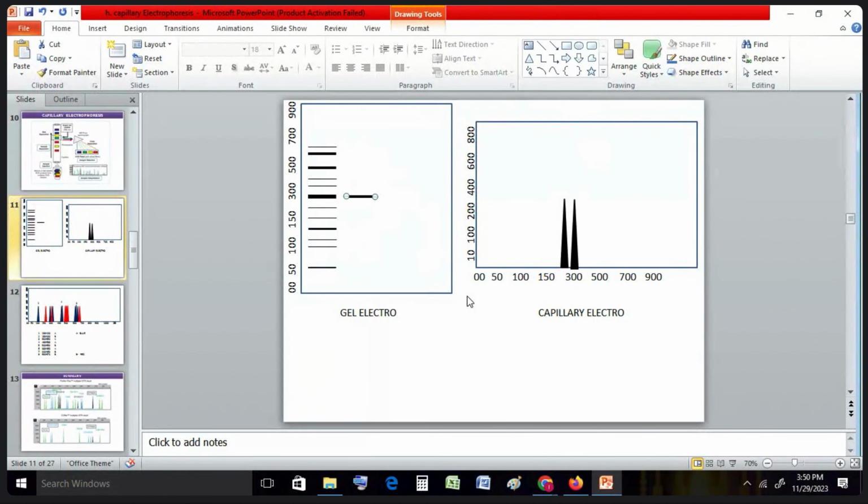Since both alleles contain the same number of repeats, the product size should be the same, and that's why you're going to get a single band in gel electrophoresis, and in capillary electrophoresis you are going to get a single peak.